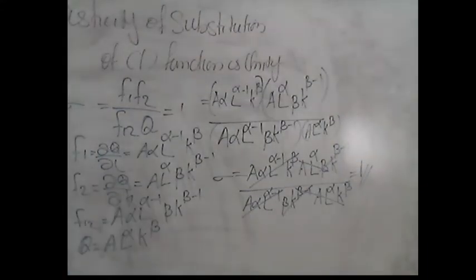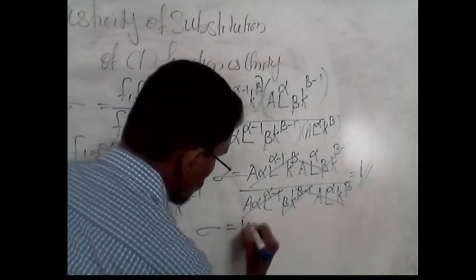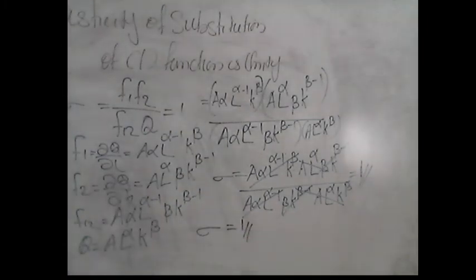The value is equal to 1, and thereby it says that the elasticity of substitution in this Cobb-Douglas production function is unity, that is, eta is equal to 1.